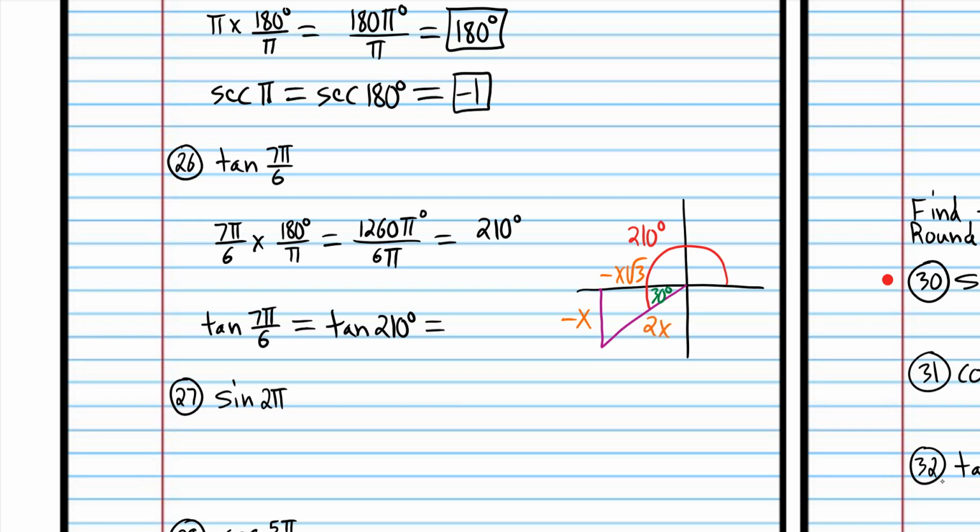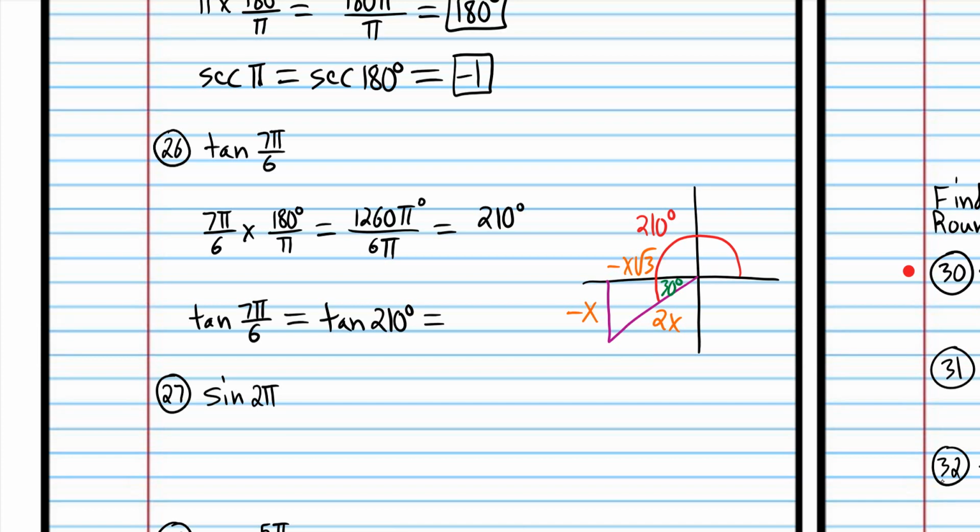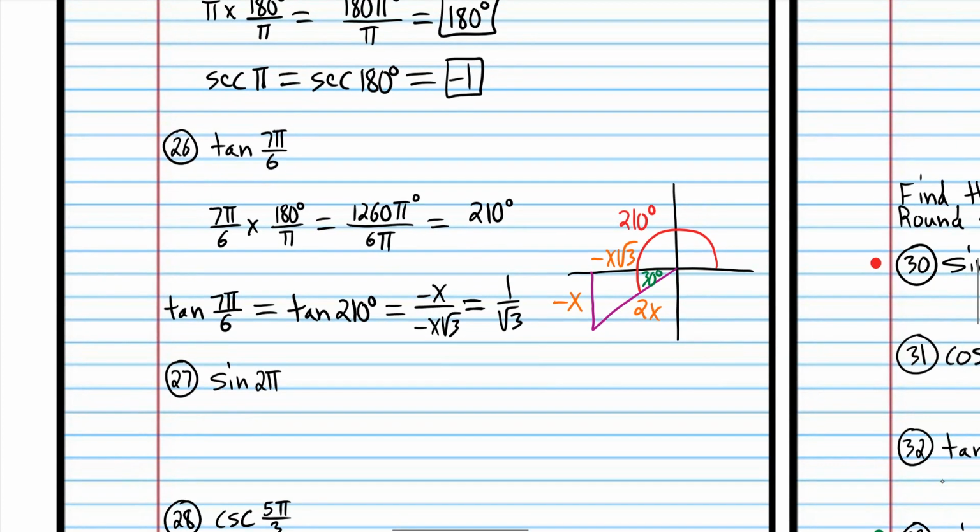And the hypotenuse is 2x. So tangent is defined as this side opposite the green reference angle divided by the side adjacent to the green reference angle. So the x's cancel out, and we're left with 1 over root 3. And traditionally, we want to rationalize that denominator. So we multiply both sides by root 3, and we get root 3 over 3.